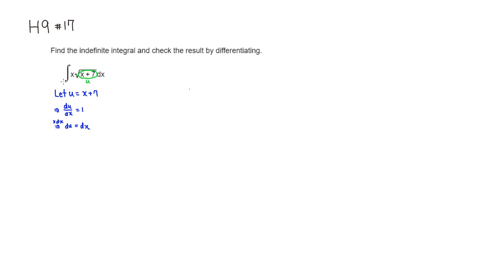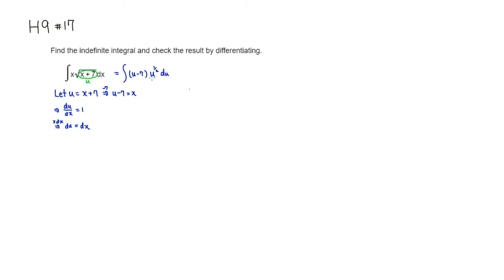Then we need to rewrite x. To do that, we can rewrite this substitution equation by subtracting 7, so u minus 7 is equivalent to x. So we can rewrite this integral as x is now the same thing as u minus 7, and then you have the square root of u. I'm going to write the square root as a 1/2 power since it's equivalent. And dx and du can be used interchangeably.